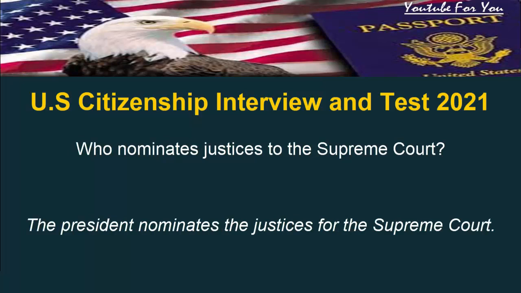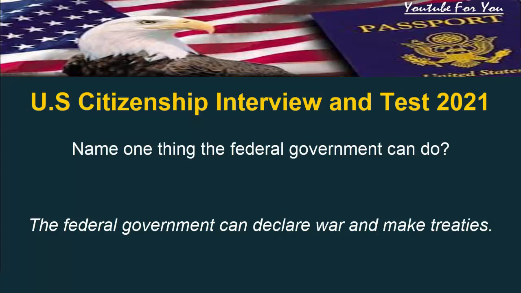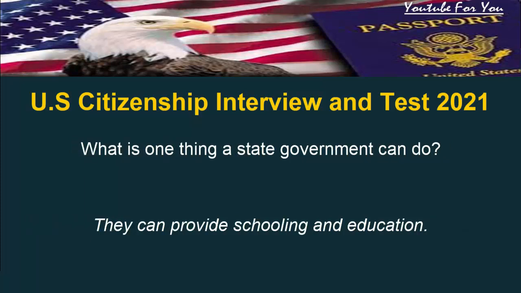Who nominates justices to the Supreme Court? The President nominates the justices for the Supreme Court. Name one thing the federal government can do. The federal government can declare war and make treaties. What is one thing a state government can do? They can provide schooling and education.